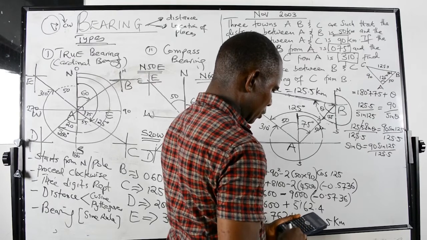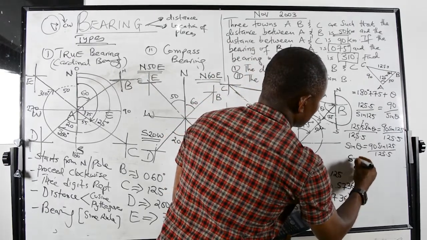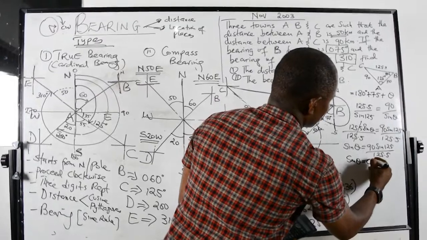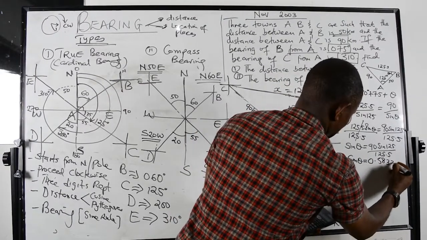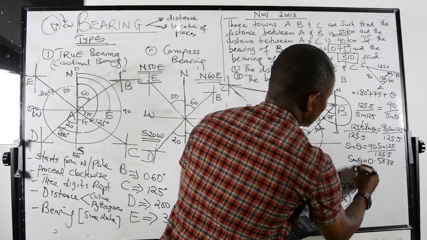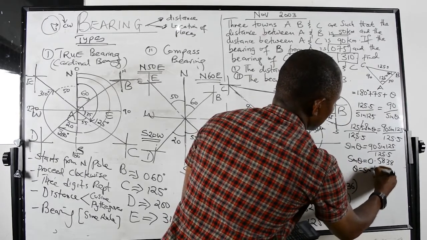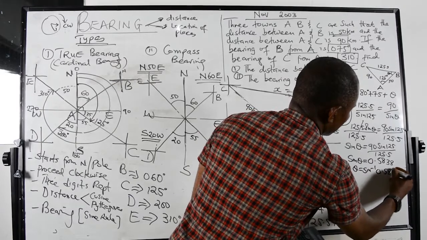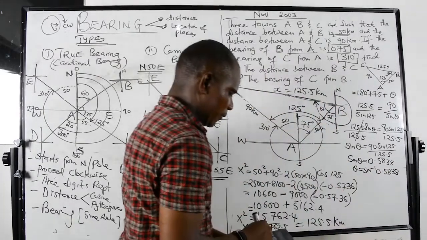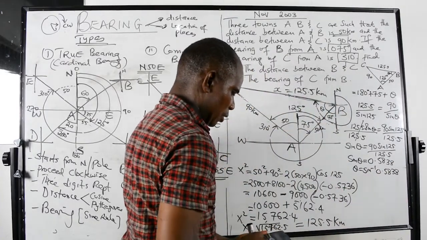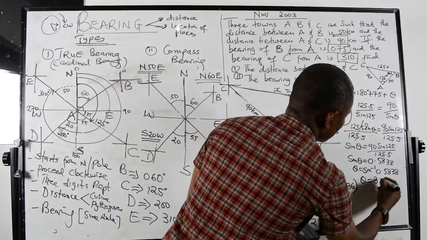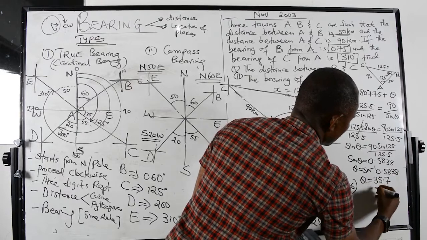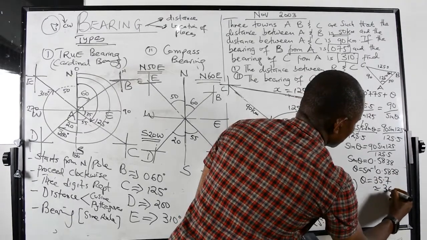125.5. So this gives you 0.5838. This is sine theta is equal to 0.5838. So you get the sine inverse. So theta is sine inverse of 0.5838. So second function, and you get the sine. Yeah. So you now have 35.7, so theta is 35.7, which is approximately 36 if you round up there.